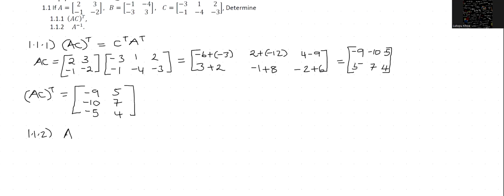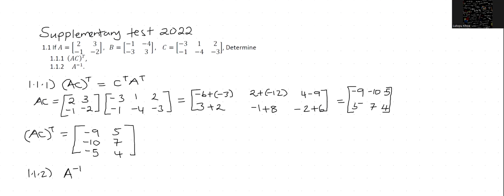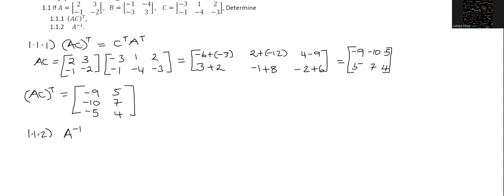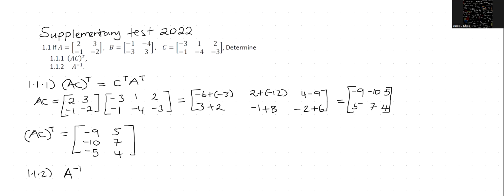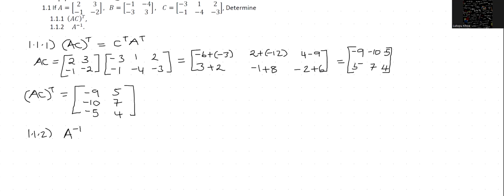So the next question was to find A inverse. So we have our matrix A over here. This is 2, 3, -1, -2, and we have to work out its inverse. So to work out the inverse of A, we first need to work out the determinant of A. Make sure it is not 0, because a matrix whose determinant is 0 is singular. That means it does not have an inverse.